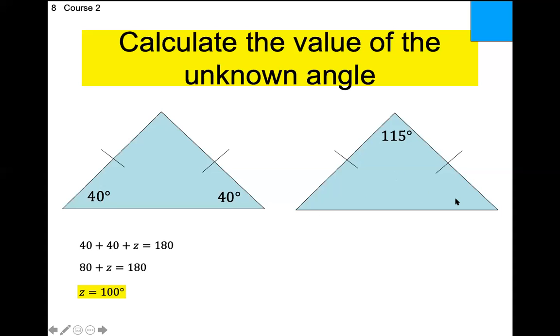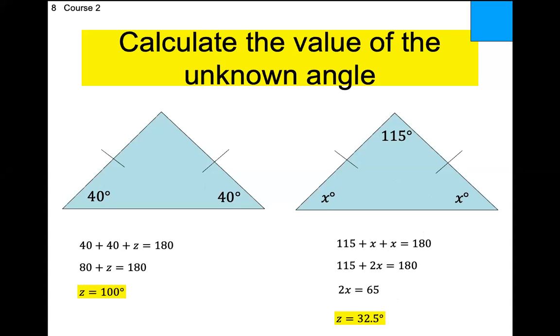On this one, same process. We know that this angle and this angle are the same. Therefore, I would get 2x plus 115 equals 180. This is an extra step there. 180 minus 115 is 65. And oh, we're going to get an ugly 32.5. There we go. All right, that's how we handle isosceles triangles and interior angles.